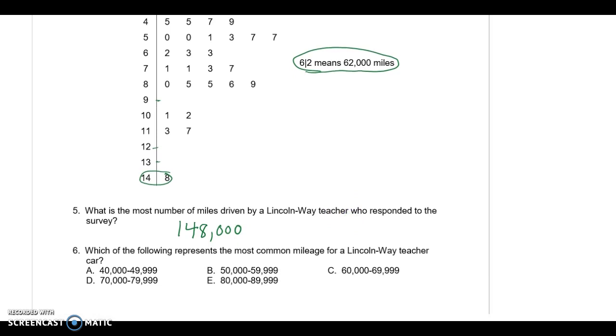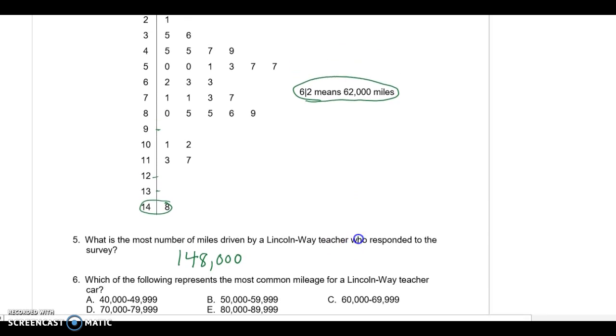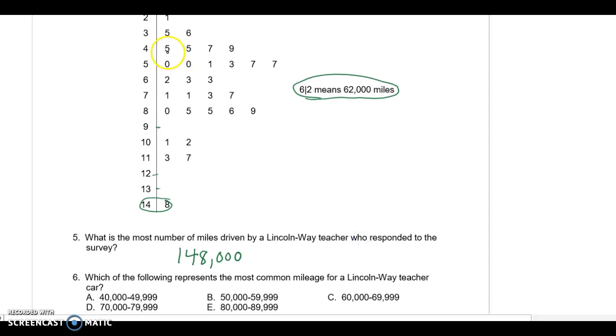Number 6, which of the following represents the most common mileage for a Lincoln Way teacher? So A, we have 40,000 to 49,999, so that's 2, 3, 4 of those. B, we have 50 to 59,999, 1, 2, 3, 4, 5, 6. So far, that's the winner, so A is out of the picture.